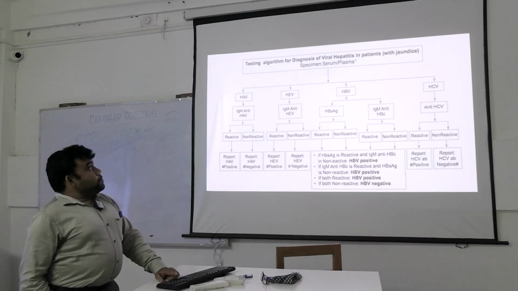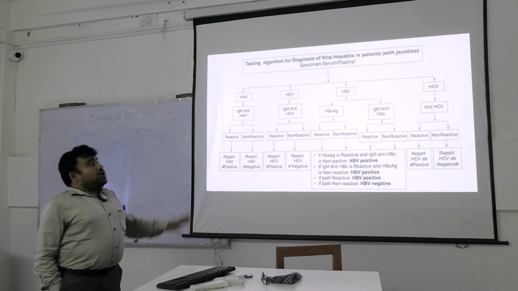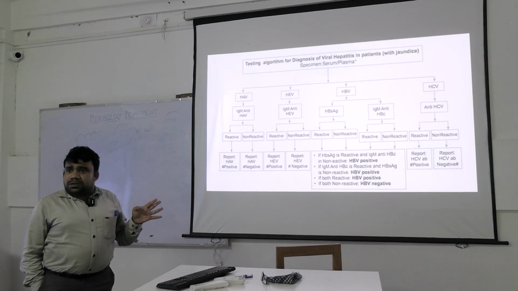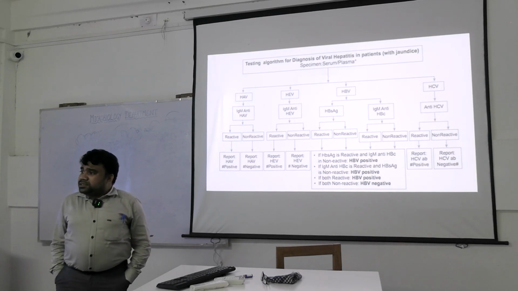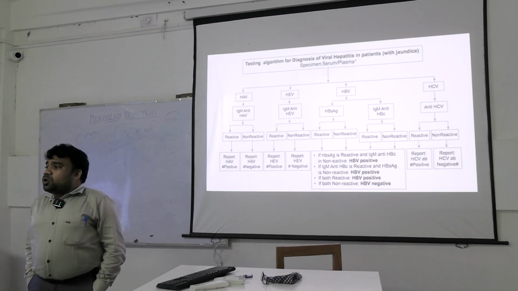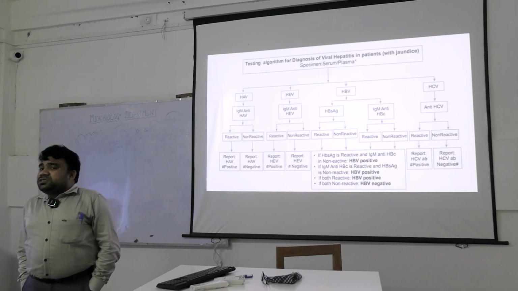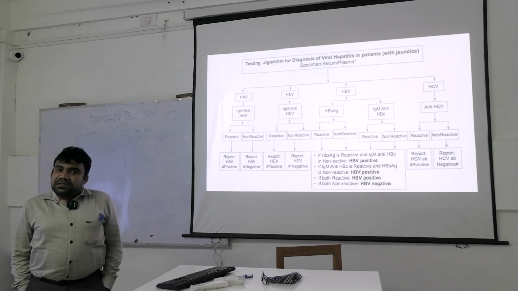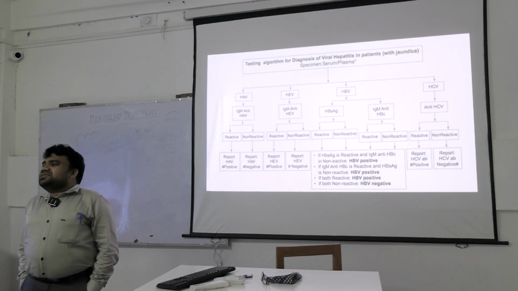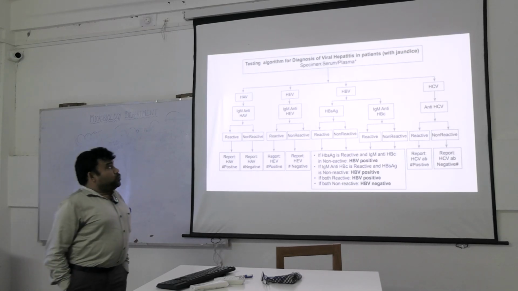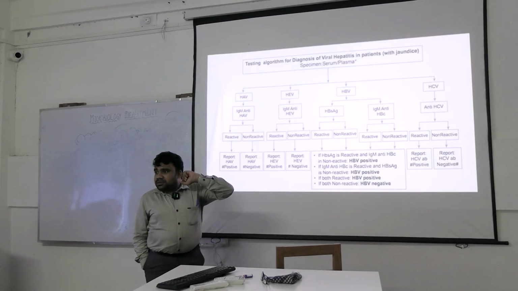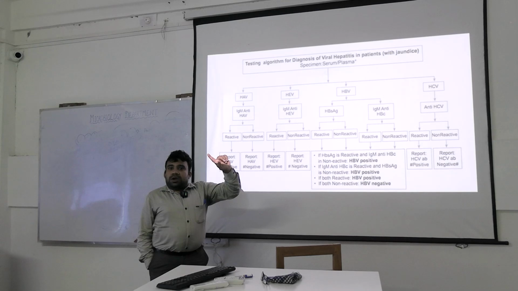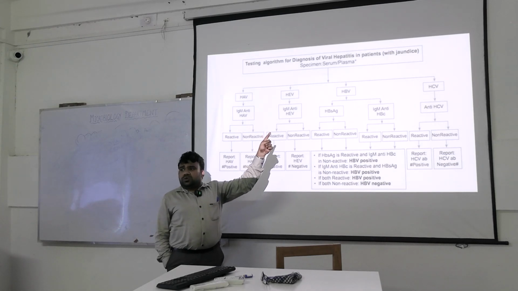Okay. Now, this is the flowchart or algorithm by which we need to diagnose the cause of the hepatitis in a patient who is not jaundiced. Not jaundiced means clinically the patient is not exhibiting a symptom. So, for them, what do we need to do? We need to test for all the 4 viruses. Now, why is hepatitis D not included over here?